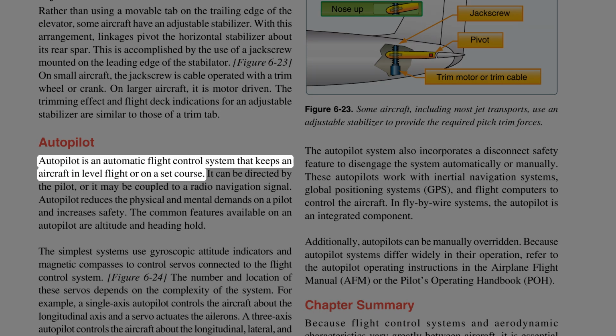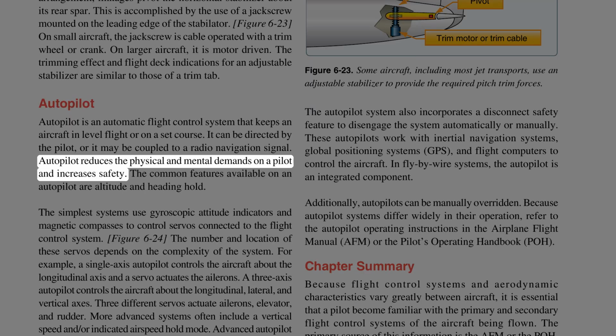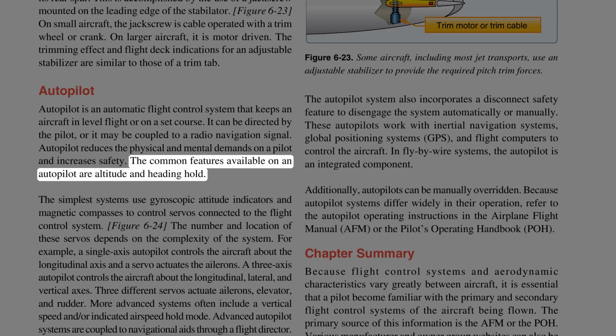Autopilot. Autopilot is an automatic flight control system that keeps an aircraft in level flight or on a set course. It can be directed by the pilot, or it may be coupled to a radio navigation signal. Autopilot reduces the physical and mental demands on a pilot and increases safety. The common features available on an autopilot are altitude and heading hold.